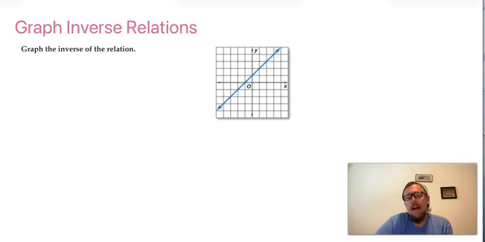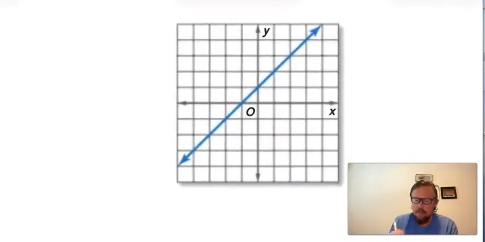Let's learn how to graph an inverse relation. In order to do this, the first thing we have to do is find some points for our original relation. Then we're going to find the inverse of those points by swapping the x's and y's, and then we graph our new points. So let's find a couple of points here on our original relation.